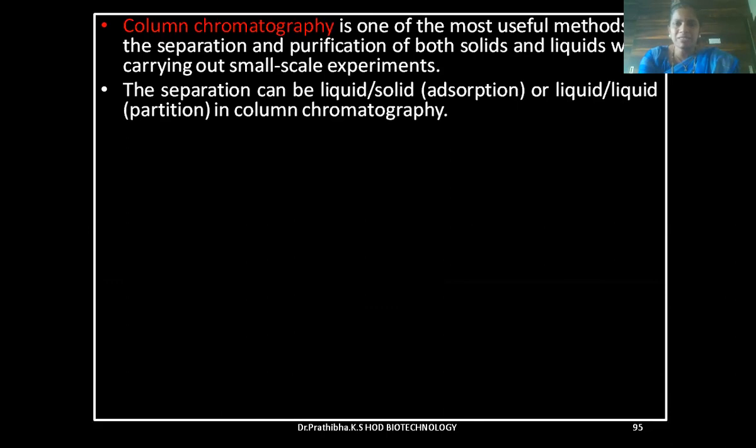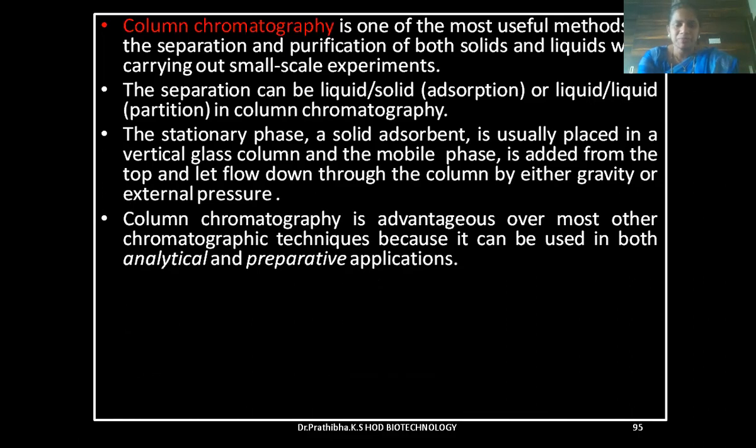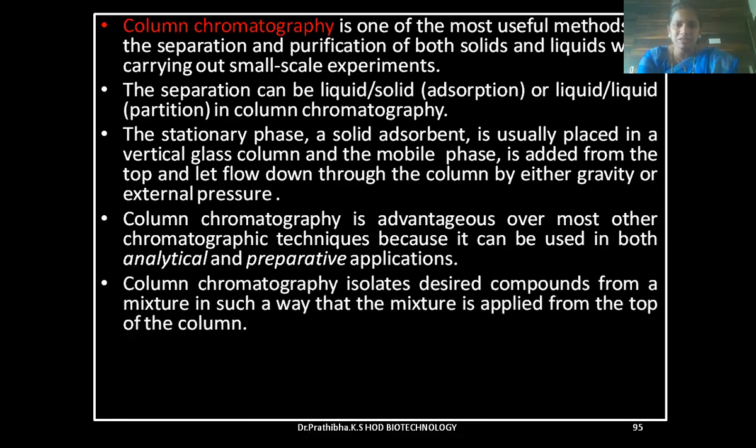The separation can be liquid or solid adsorption, or liquid partition, in column chromatography. The stationary phase, a solid adsorbent, is usually placed in a vertical glass column and the mobile phase is added from the top and left to flow down through the column by either gravity or external pressure. Column chromatography is advantageous over most other chromatographic techniques because it can be used in both analytical and preparative applications.